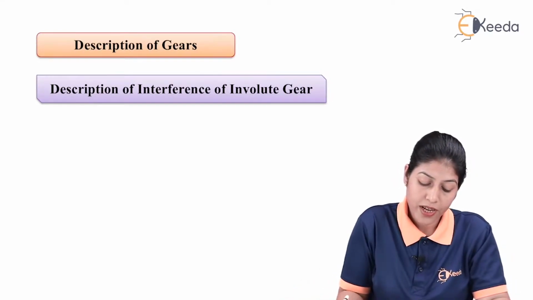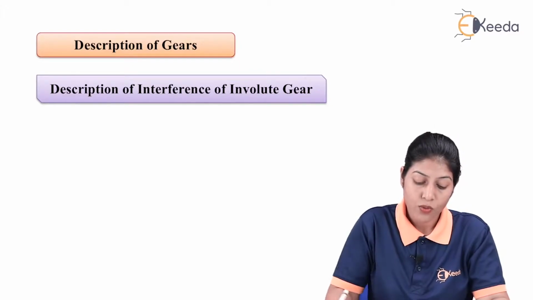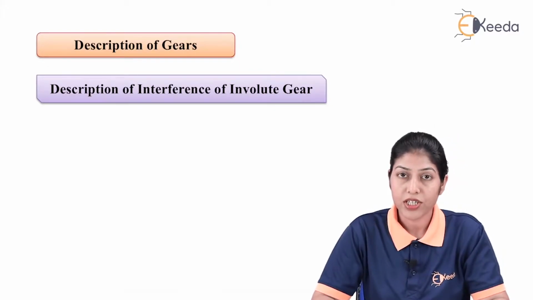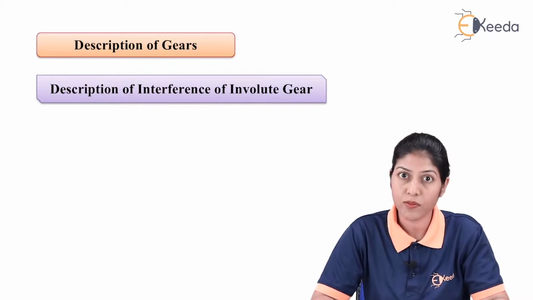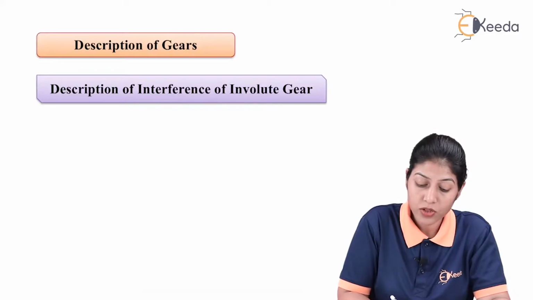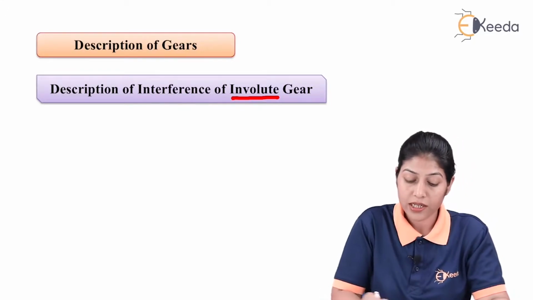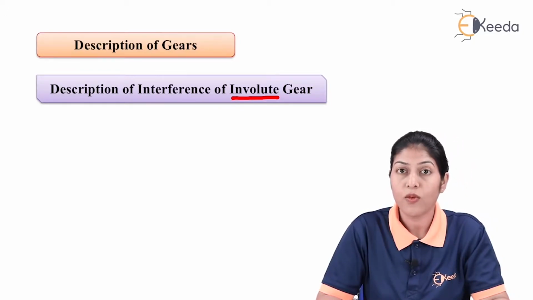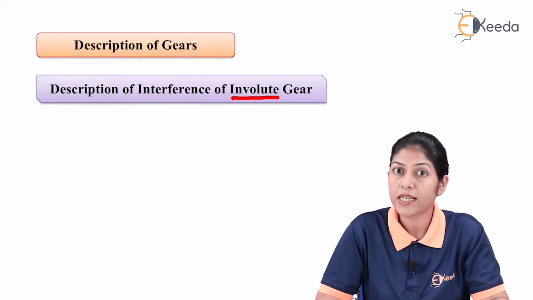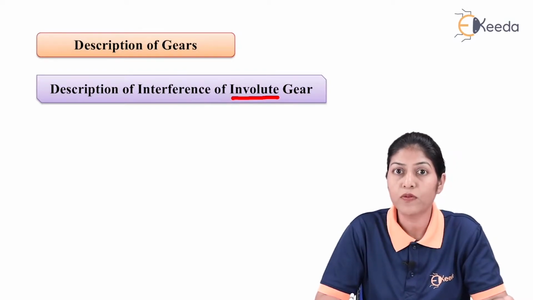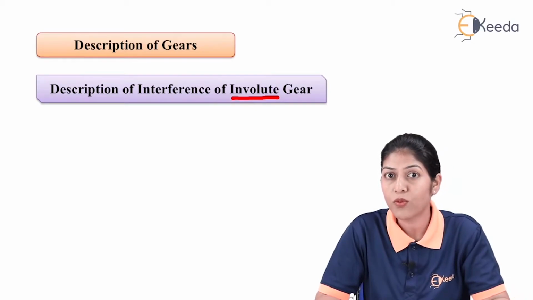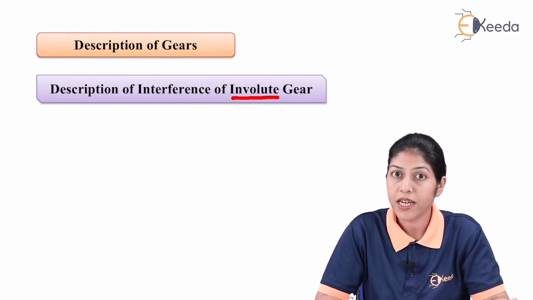Here we consider interference when, in meshing condition, two teeth are in contact with each other during the motion and the profile of the teeth is involute. That is called an involute gear. When the tip of one tooth, or the tip of the pinion tooth, cuts the surface of the tooth of the wheel, that term represents the interference.